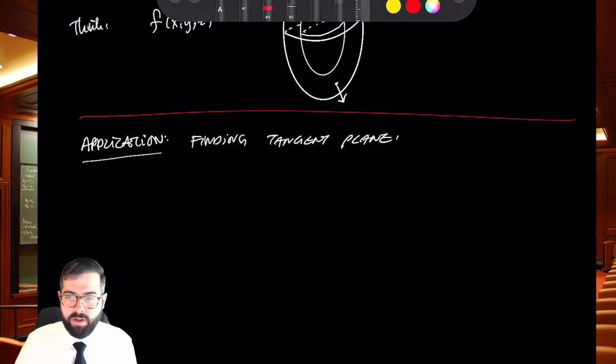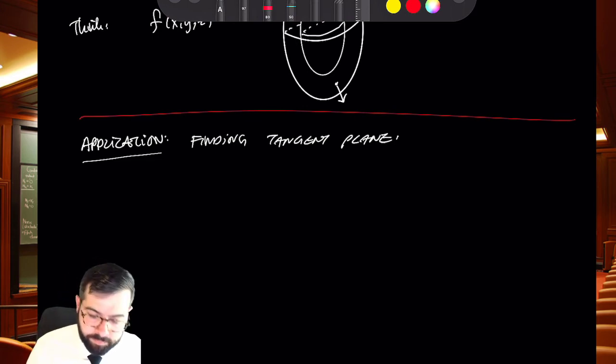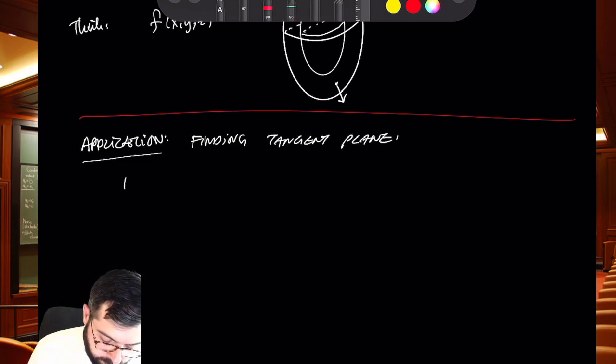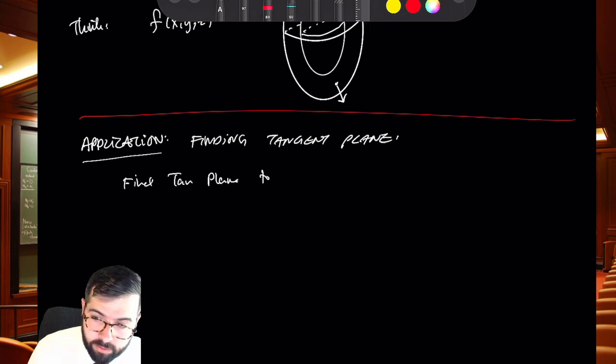So this is something we've already done, find the tangent plane. But we'll show you a different way to get there. So find the tangent plane to this ellipsoid.